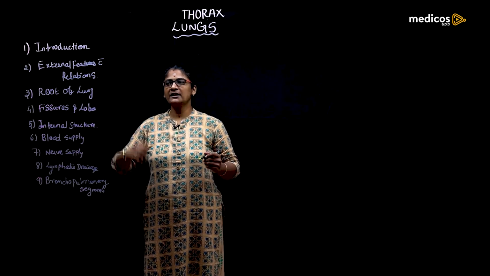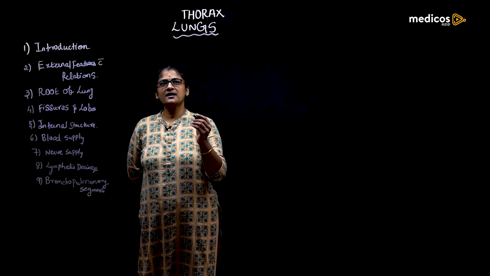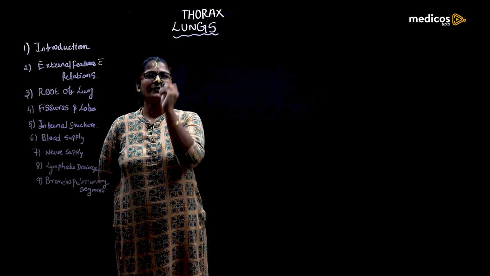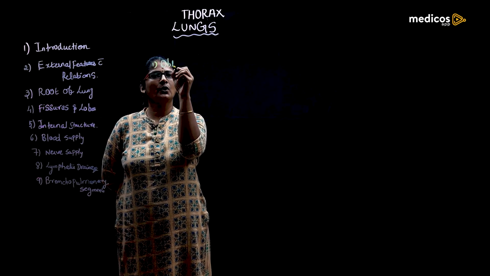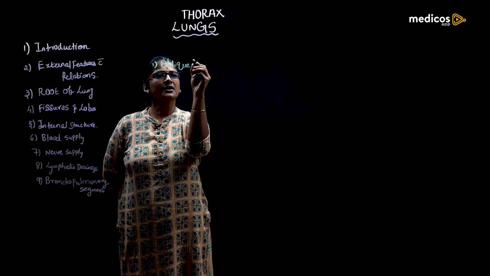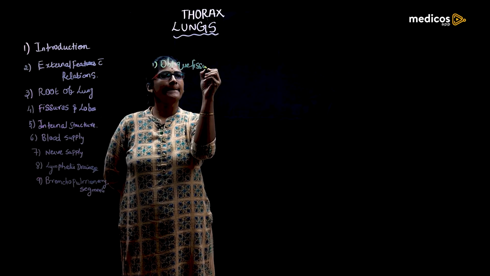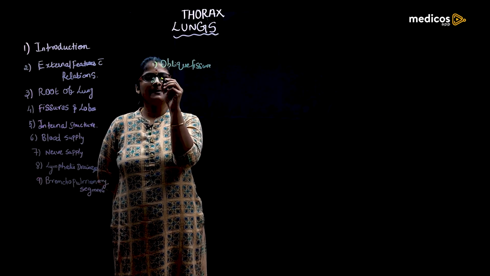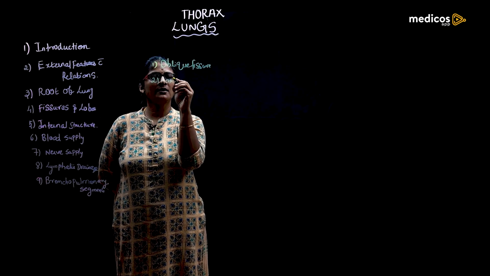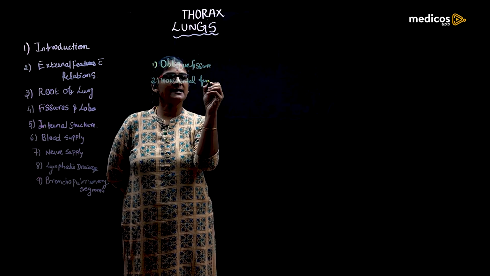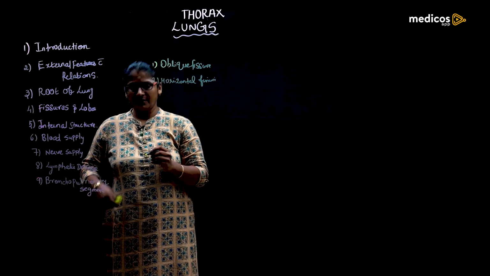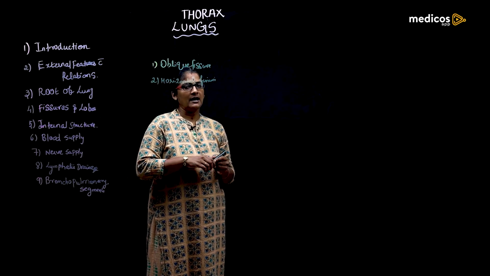For knowing the fissures and the lobes, first there are two fissures. One is the oblique fissure, and the second one is the horizontal fissure. So these are the two fissures present in our lung. Let me explain.